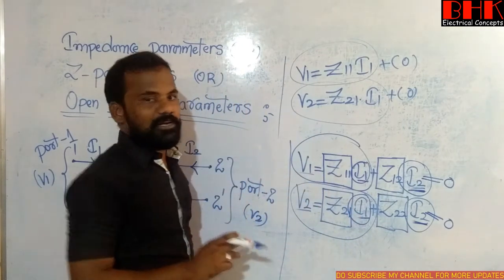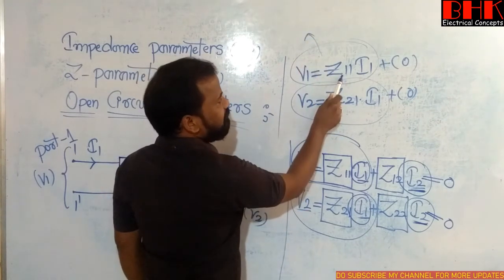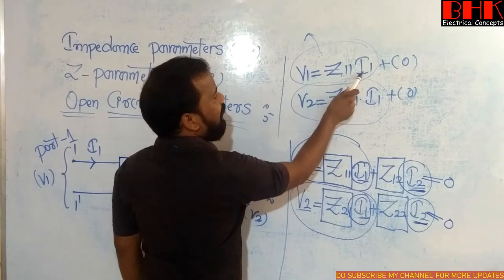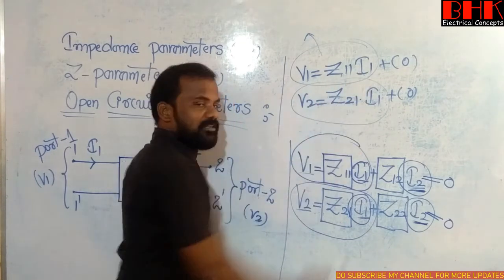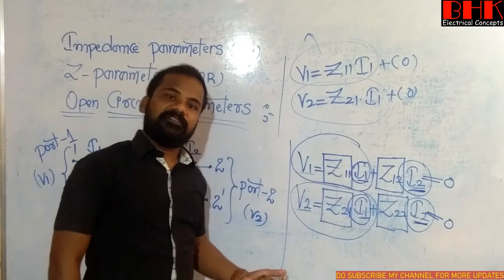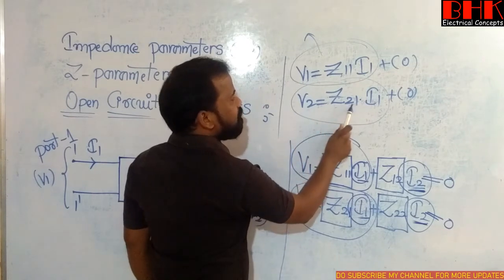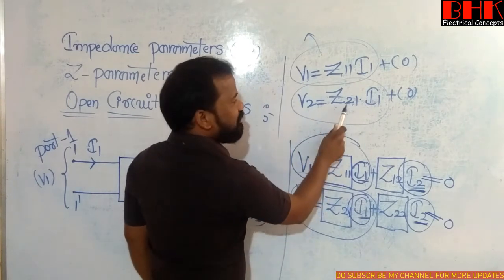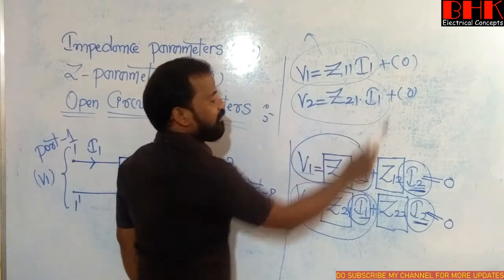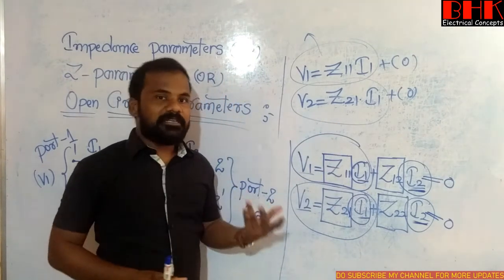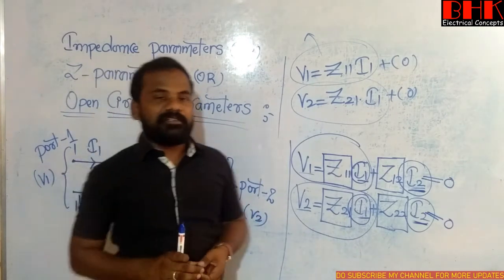Now see here, from equation number 1 and equation number 2, I need to get Z11 and Z21. Now from this equation, what is Z11? Z11 is equal to V1 by I1. Now you got the value of Z11. Same in equation number 2, V2 is equal to Z21 I1. Clear? So Z21 is equal to V2 divided by I1. Now we got the parameter 2 also. Clear? So like this, what we are going to do is simple.